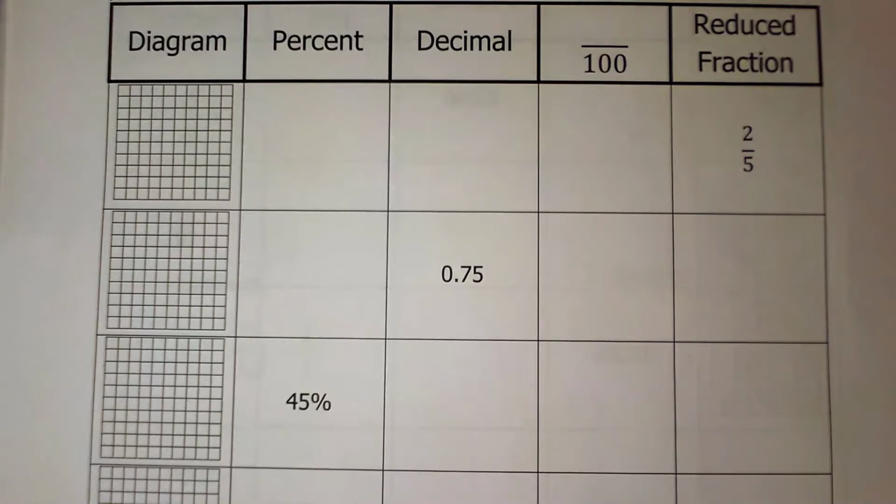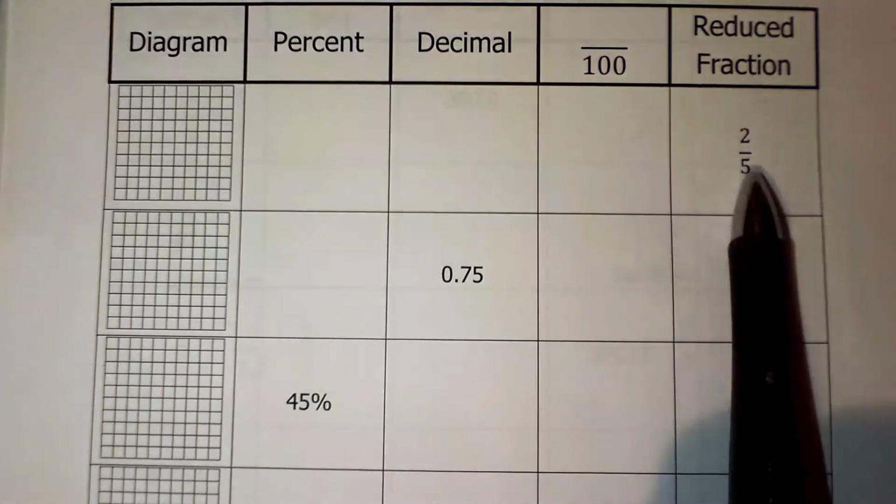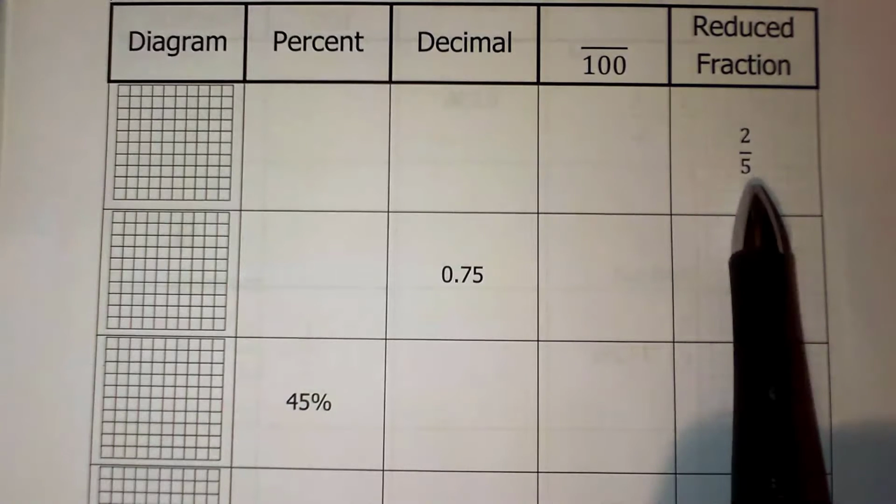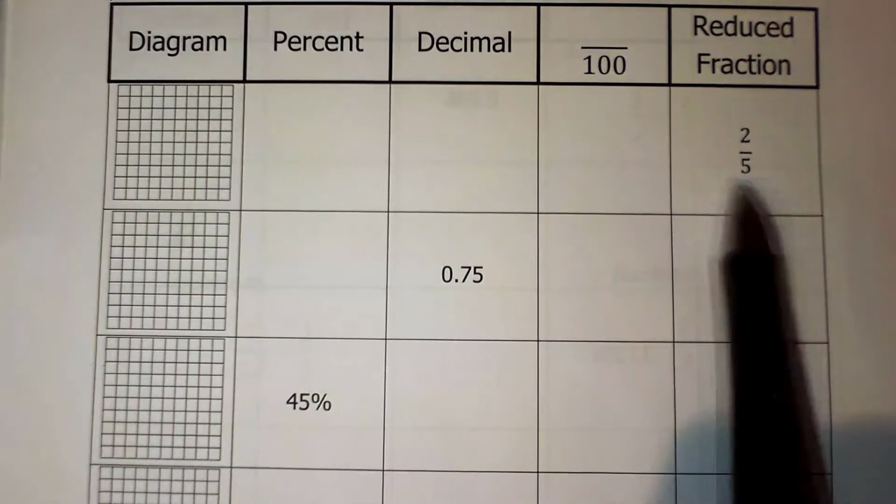This video is going to walk you through the assignment percent to decimal to fraction. This assignment is designed to help you understand how a percent relates to a decimal to a fraction to a percent. When you do this assignment, each row represents one value. In this one, it's going to be 2/5, and what you're given on this one is the reduced fraction.